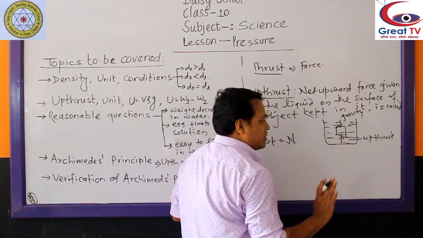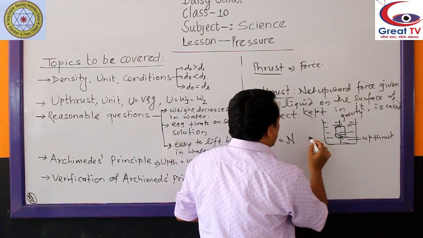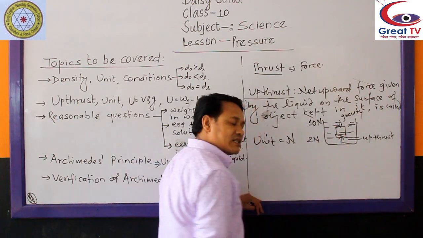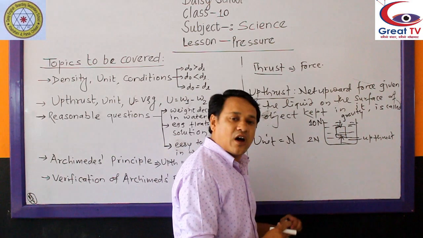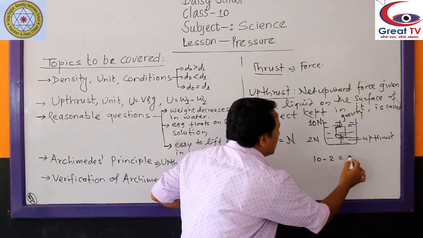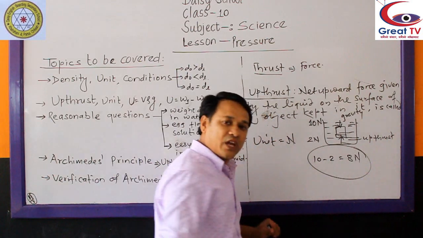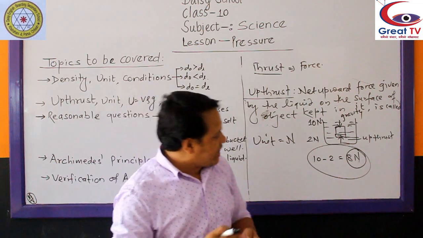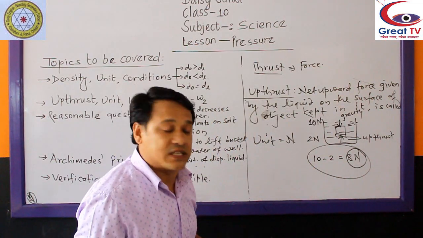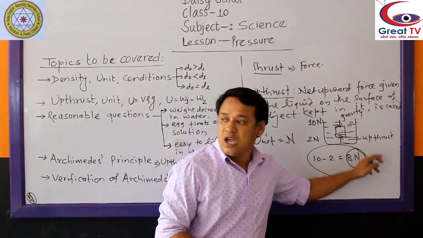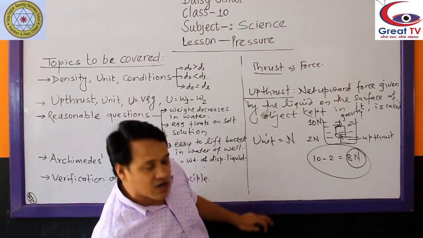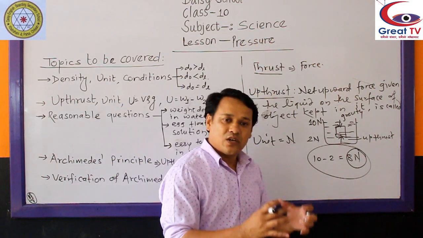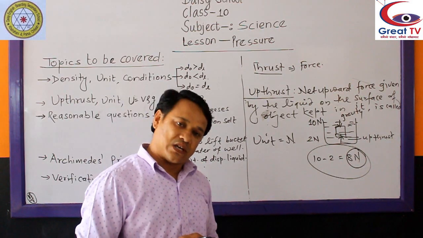Let's say in this condition the upthrust is 2 Newton and gravity is acting with 10 Newton. Then the resultant weight of this object will be 10 minus 2 equals 8 Newton. So the weight of the object in water decreases because of the upthrust. The liquid exerts an upward force, because of which the resultant force of gravity decreases, due to which the weight of the object decreases in water.